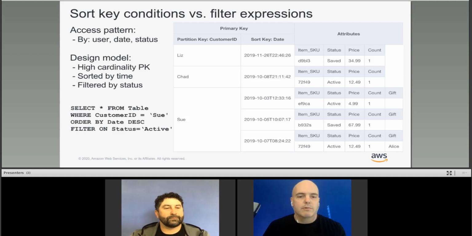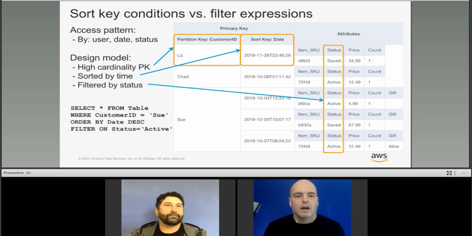The sort key condition is perhaps the most powerful. This is the ability to use the sort key itself in order to limit the items, to do a query against a partition key, giving an item collection, and then something that looks at the sort key, either equal or greater than a value or between two values, something like that.